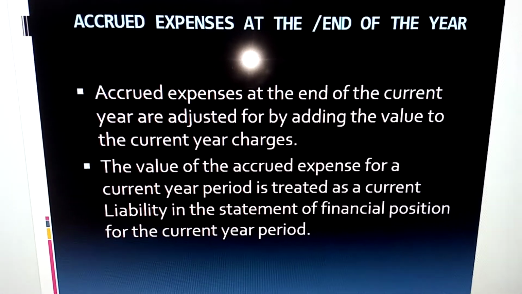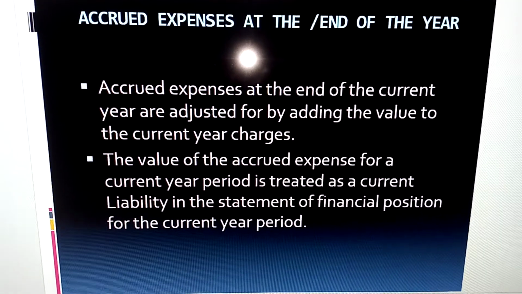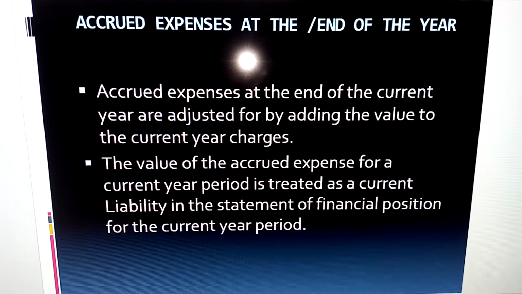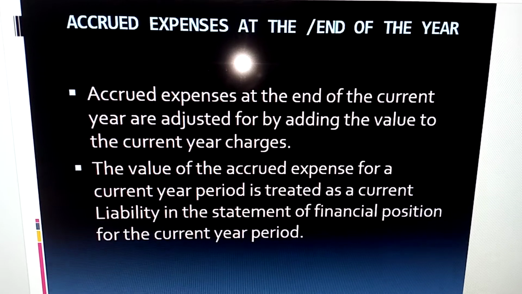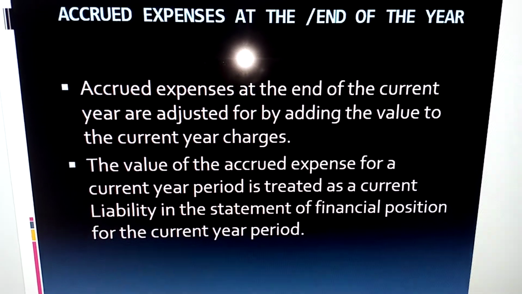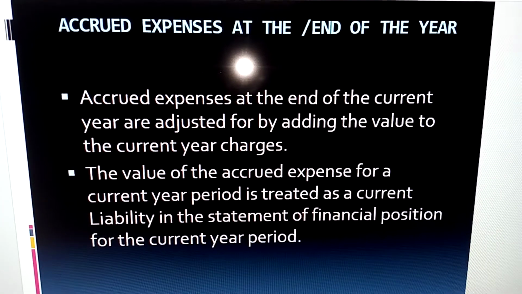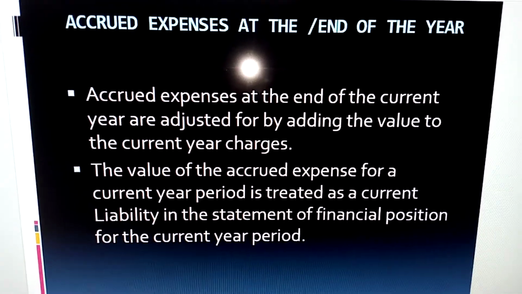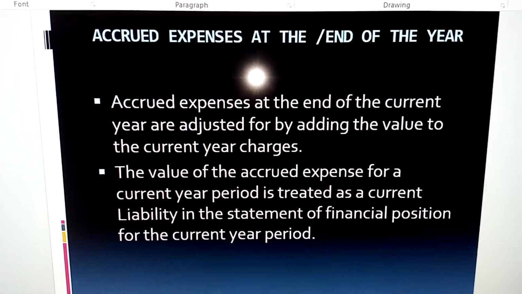Now we have accrued expense at the end of the year. Now what we're saying here is that you are adjusting for an accrued expense due in that year of reporting. So what you do is to add the value to the current year charge. Okay? And now the amount you're adding to the current year charge is treated as a current liability in the statement of financial position or in your balance sheet. Why? Remember, we are saying that the expense is accrued. It means that you have enjoyed the service but you have not paid.